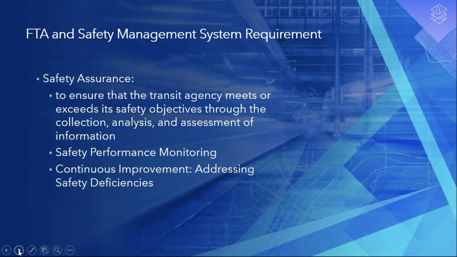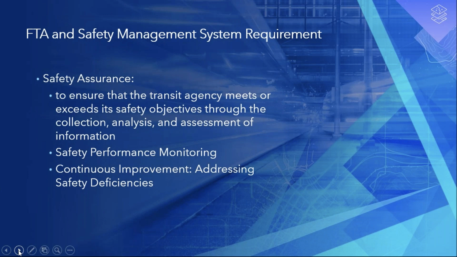And next comes the safety assurance. And safety assurance really ensures that the transit agency can actually implement the appropriate and effective mitigations. The safety assurance is really a never-ending process that monitors the safety performance of the organization. And this is really the performance monitoring and the analysis component of the safety management system.